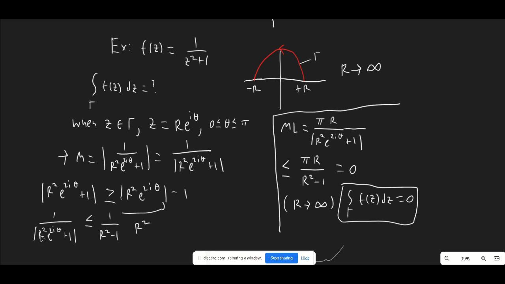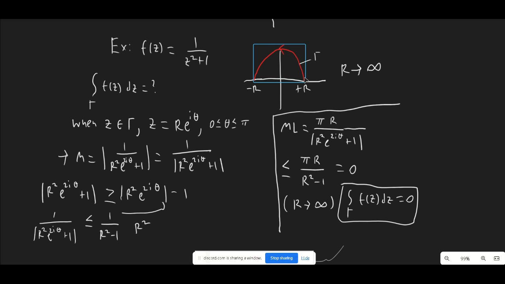Then we multiply by L. Remember this was M. So I say ML here is equal to this, but really it's just less than or equal to, right? So ML is going to be less than or equal to pi r over r squared minus 1. Now the length of this curve gamma, since it's just a semicircle, is going to be pi times the radius, and the radius is r, so that's where we get that. And then remembering that r tends to infinity, we know that this is just equal to 0.